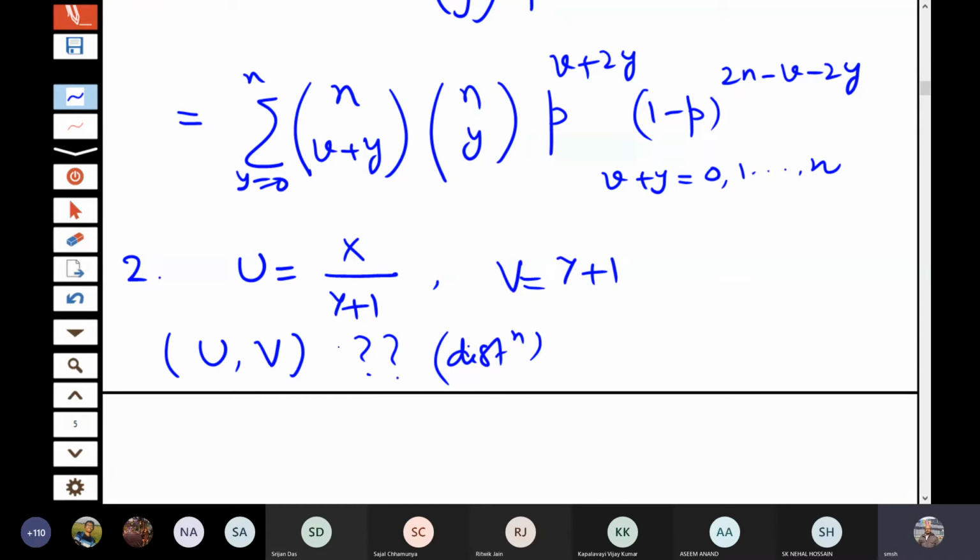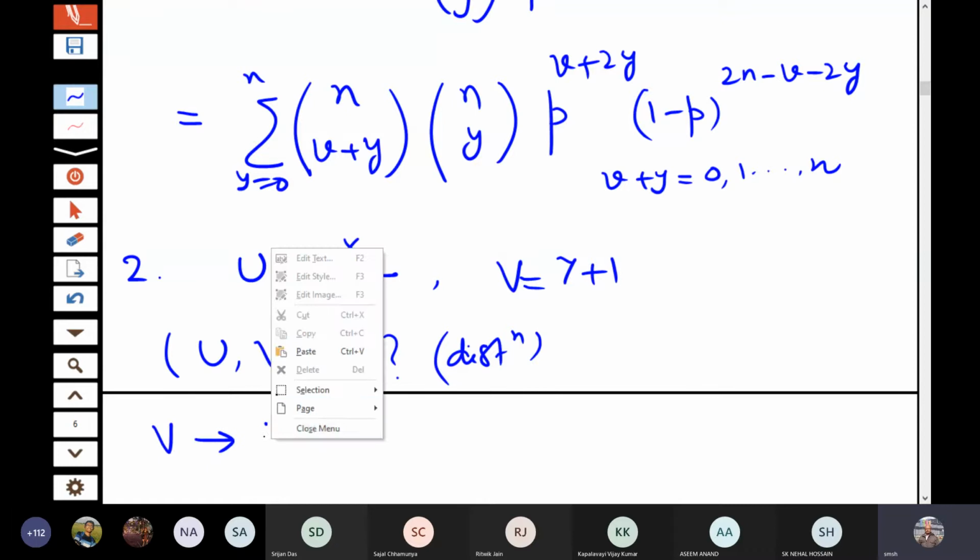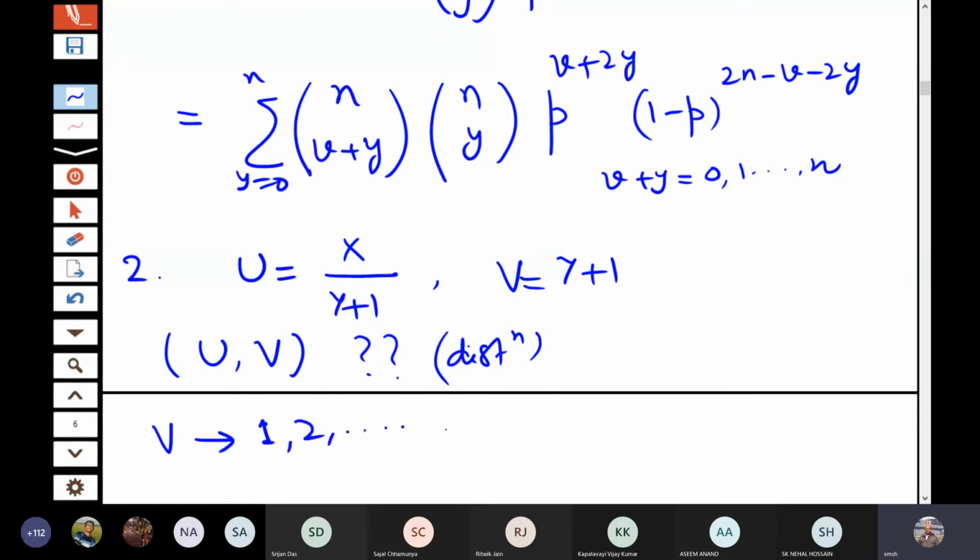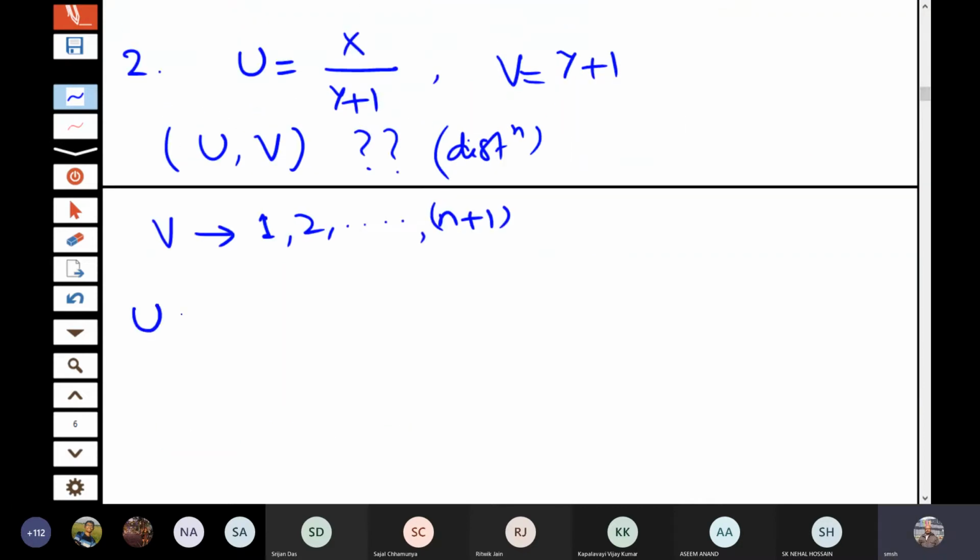So whenever we are considering a function of random variables, we should look at the region in which the distribution is having validity. So for example, both x and y, they take values 0, 1 to n. So what will be the values of v? v can take values 1, 2 up to n plus 1. What are the values of u then? u can take values, because x can take value 0, 1 to n, and then y plus 1 can take values 1 to n plus 1. So all the combinations are possible.